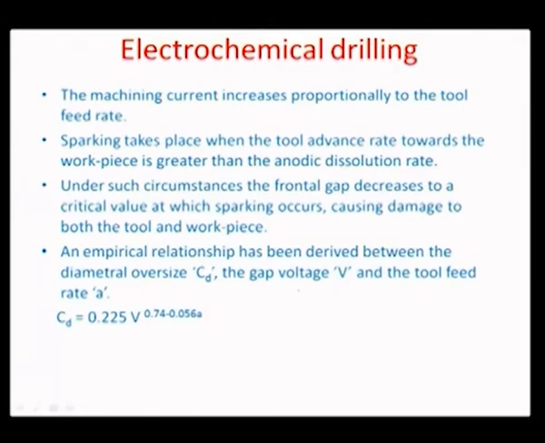So, there are certain other aspects of this machining. For example, the machining current increases proportionately to the tool feed rate. If the tool approaches the workpiece at a higher speed, the machining current would be more, because the field created is inversely proportional to the tool-electrode gap, and as this gap reduces faster, the tool is approaching the workpiece faster, and the increase in the electric field because of that approach is also more.